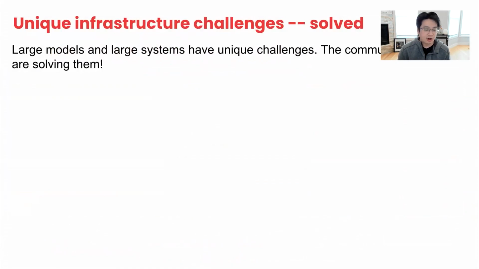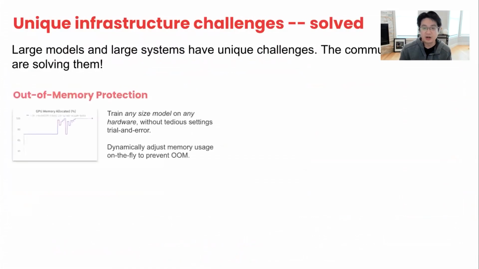We've also solved, and spent a lot of time working on, some of the unique infrastructure challenges that come with training these large models. Ourselves and the community are coming together to solve a number of them. So today I'll talk through 4 of them that I think have already been solved by our platform, which makes it really easy to pre-train some of these large language models. So the first one is out-of-memory errors.